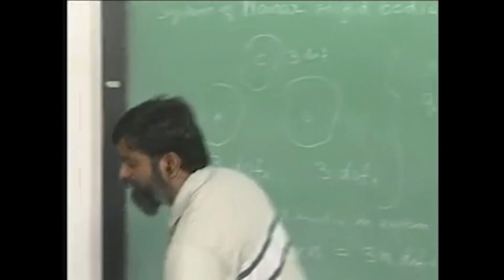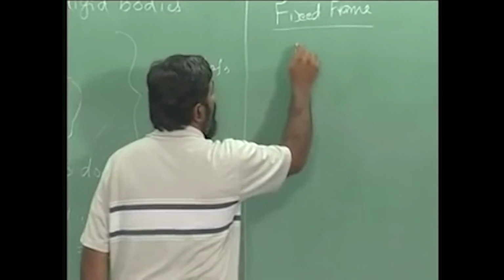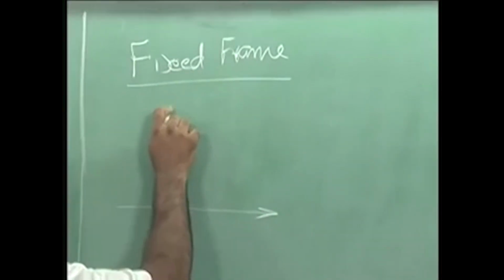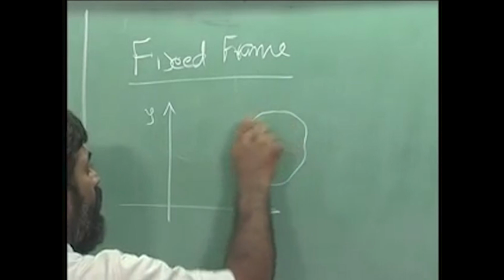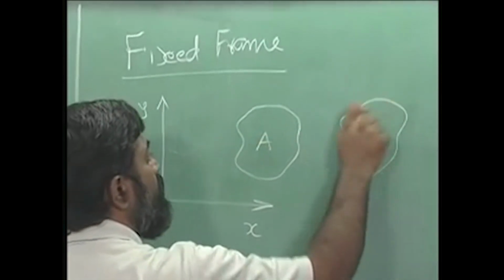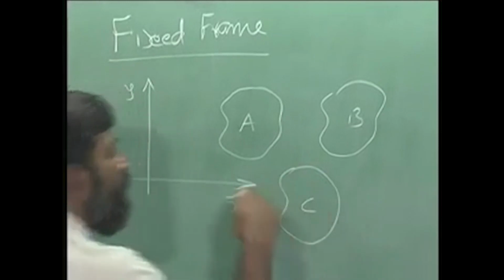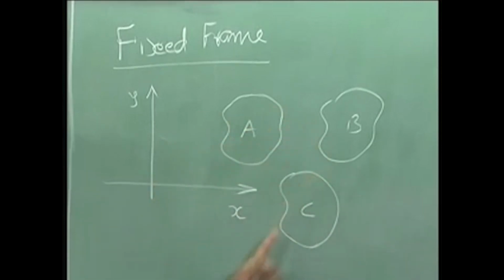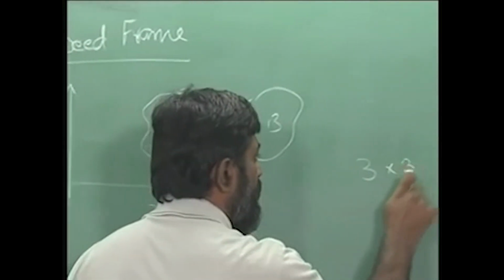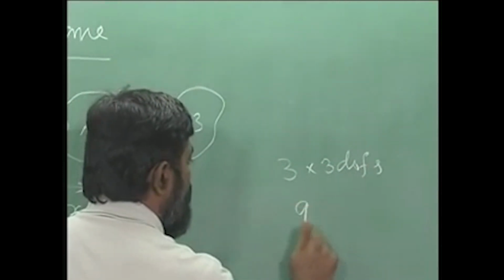So if I have two rigid bodies, I have to introduce the notion of a particular frame with respect to which I will be talking about the motion of the rigid body. Okay. So this is x, this is y. Okay. So I can have a rigid body over here which is A, this is rigid body B, rigid body C, and so on, so that a system of rigid bodies will be there and their motions will be defined with respect to this fixed frame of reference. Alright. In this particular case I will have 3 times 3, which means 9 degrees of freedom.